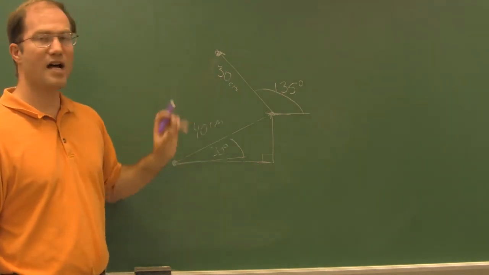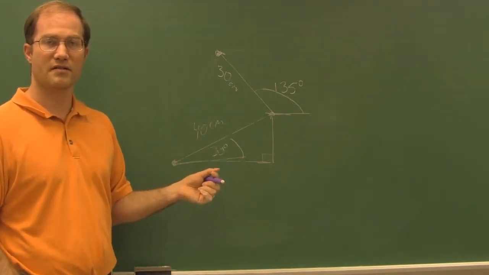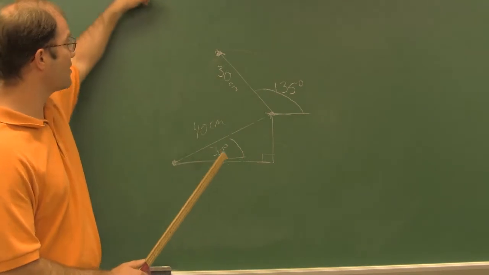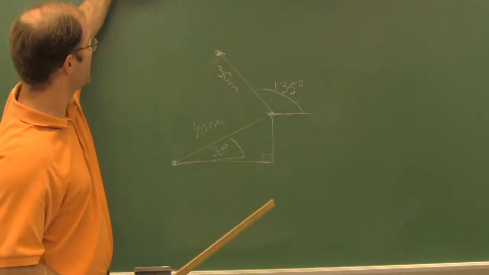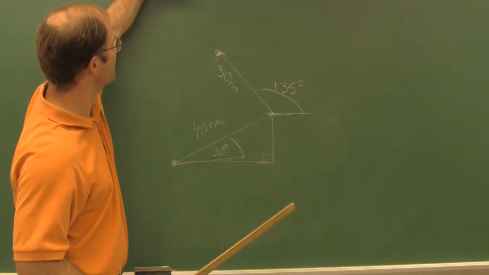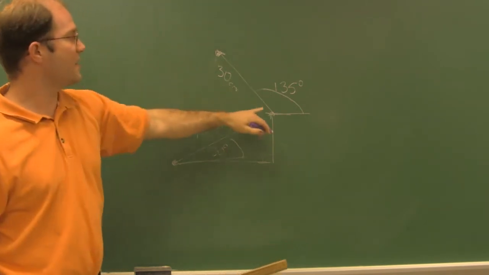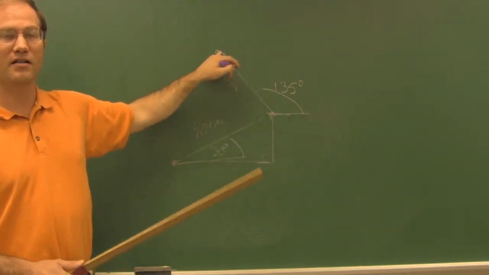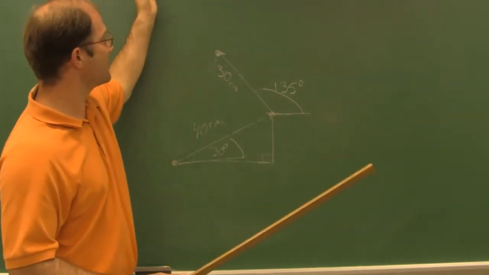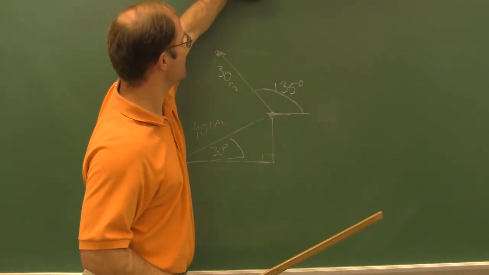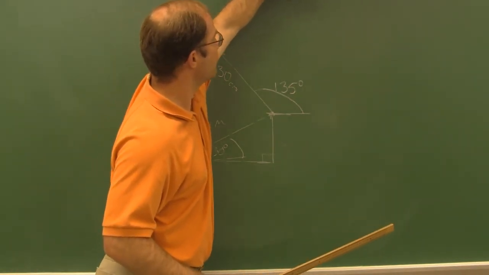So let's add up all the horizontal components here. Our horizontal components are 40 times the cosine of 30 degrees. This one has a horizontal component as well, so we can add these just like scalars. That's 30 times the cosine of 135 degrees.